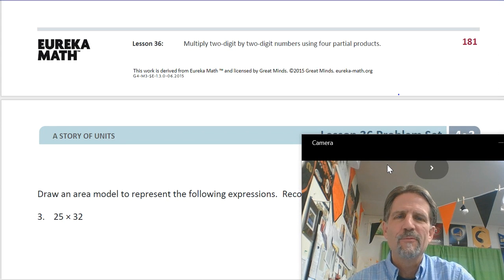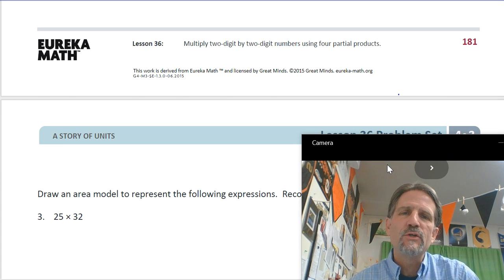Alrighty, let's get started with Module 3, Lesson 36, the problem set. In this lesson, we are going to multiply two-digit numbers by two-digit numbers using four partial products. So let's get right to it.